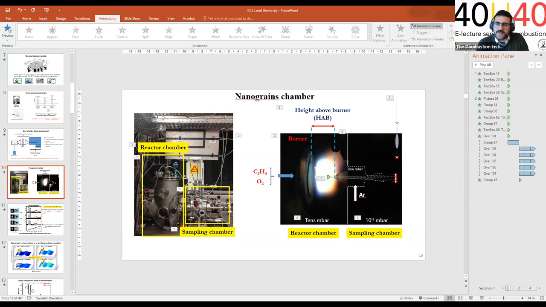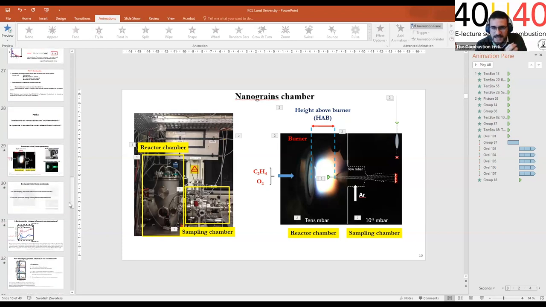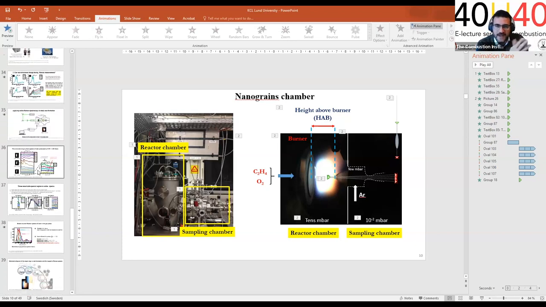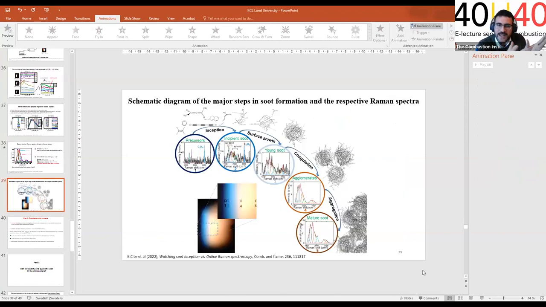Are there other questions from the audience? Well, if not, I have what I think will be the last question for our speaker. It's more generic, let's say. In your opinion, how well can online spectroscopy help us understand what is, I think, the most challenging part of soot formation modeling, which is the inception stage, where we have gas molecules, PAHs, that at some point turn from the gas phase to the solid phase?